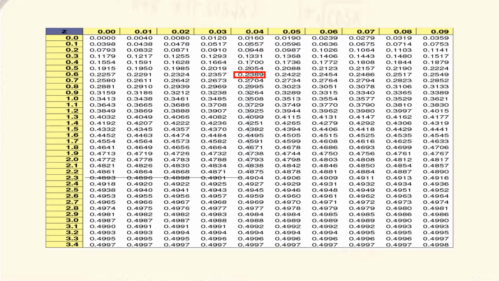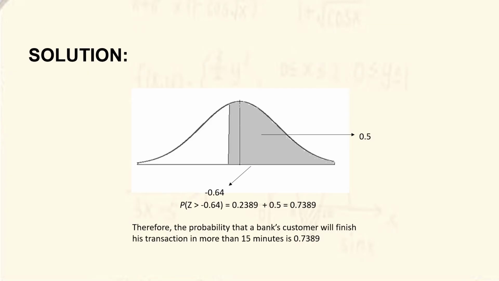Since we got the answer negative 0.64, let us first look for 0.6, and going to 0.04, we will get its value, which intersects at 0.2389. To illustrate, this is the normal curve. The shaded region is from negative 0.64 going to the right side. Therefore, the probability that z is greater than or equal to negative 0.64 is 0.2389 plus 0.5, which is 0.7389.